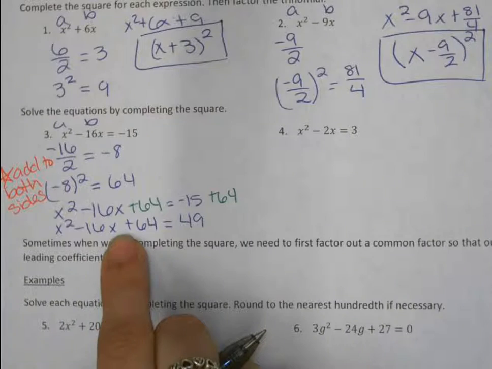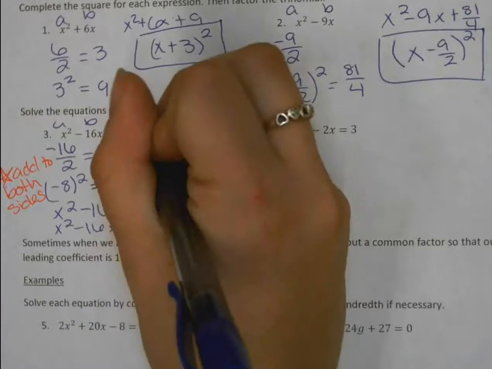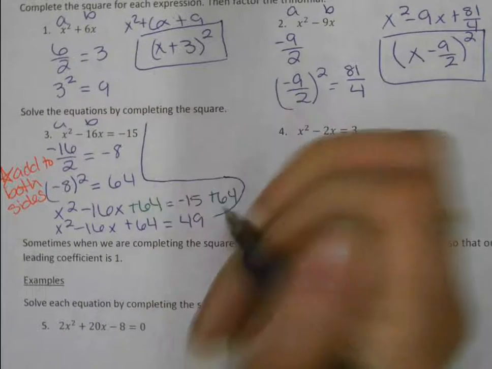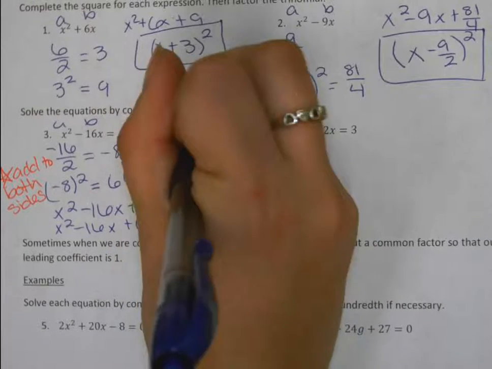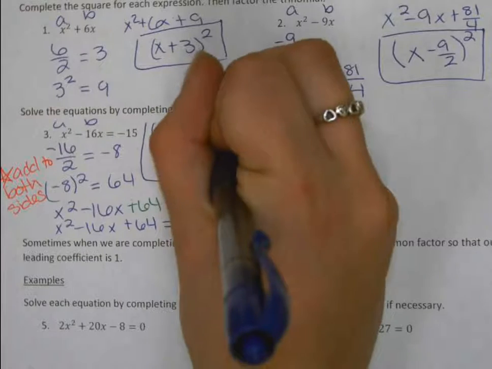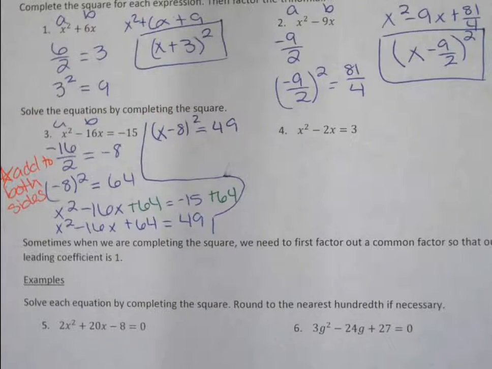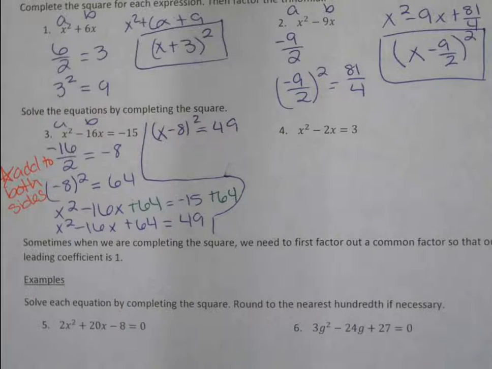So then I'm going to go and factor this side. What multiplies to 64 and adds to negative 16? Negative 8. So I'm going to have x minus 8 squared equals 49. And now this kind of looks like something we were doing yesterday, right? So now what do I want to do?